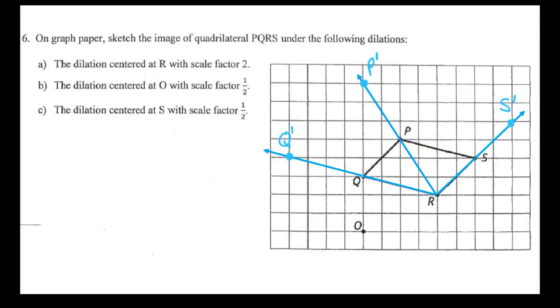Now the only thing we're missing, I have a Q prime, a P prime, an S prime, but I don't have an R prime. Okay, that's because my center is actually on my figure. So R prime is in the same place that R is. So that's your final shape for A. I'm going to bring that back in just a few minutes, but let's look at B.